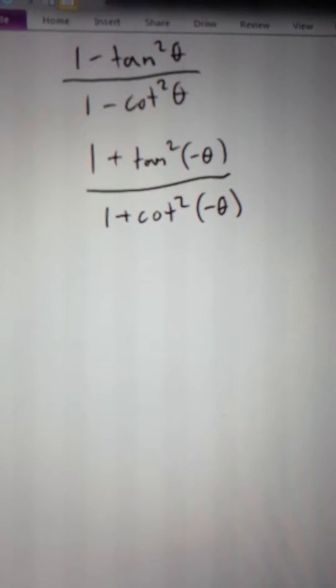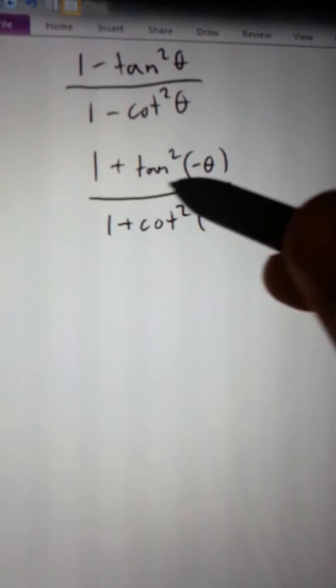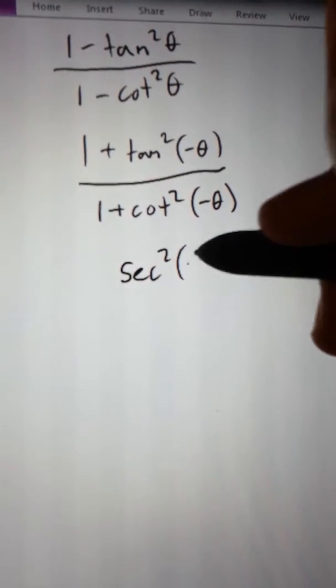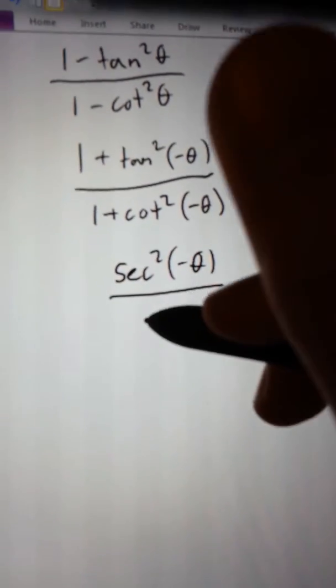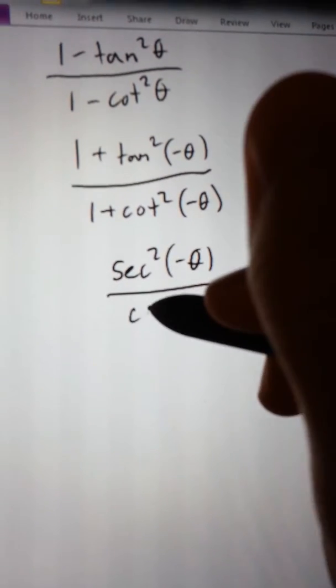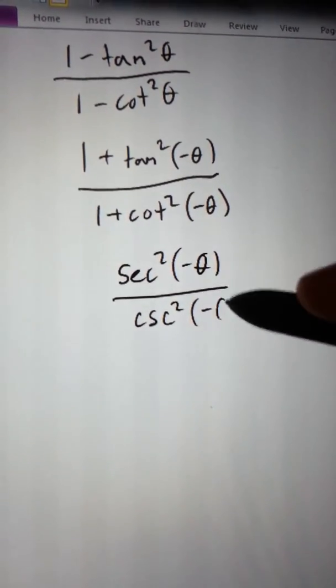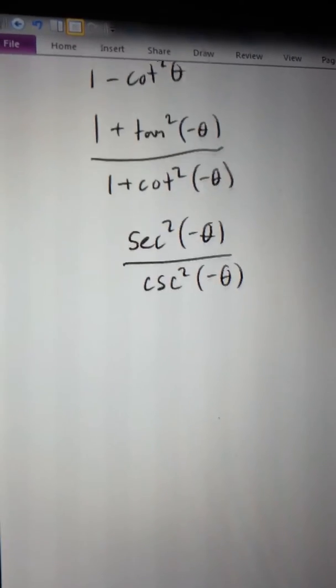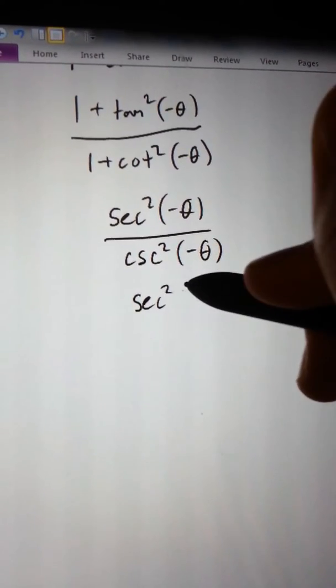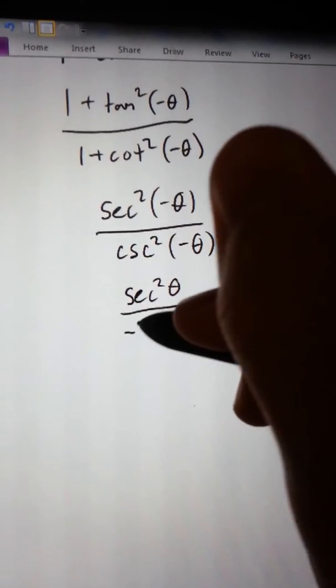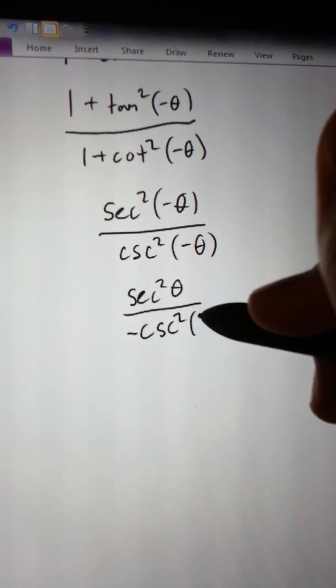Then we can use the Pythagorean identities to determine that 1 plus tangent squared negative theta is equal to secant squared negative theta, and 1 plus cotangent squared negative theta is equal to cosecant squared negative theta. Then back to the even and odd formulas, we can determine that secant squared negative theta is just equal to secant squared theta, and that cosecant squared negative theta is equal to negative cosecant squared theta.